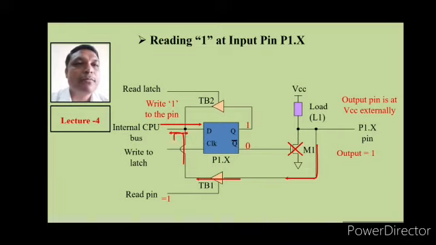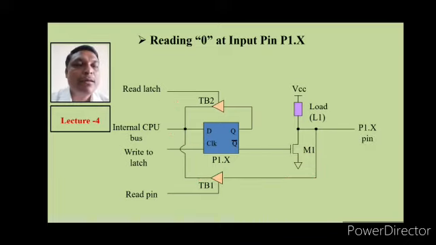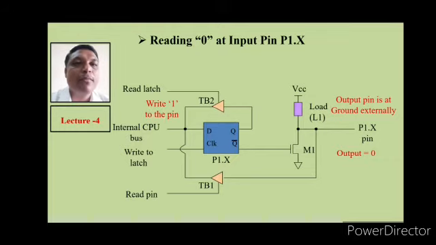Next, similarly, we can also receive logic 0 data from the outside world to the input. For that, the output pin should be externally provided with logic 0 by connecting it to the ground, and to receive the data, the input pin or internal bus should be with logic 1. We should send logic 1 to the input bus through the controller. This is directly transferred to the output of the D flip flop as Q.